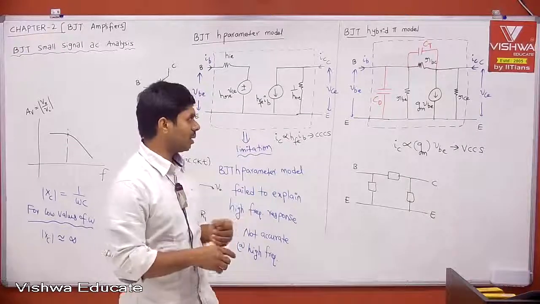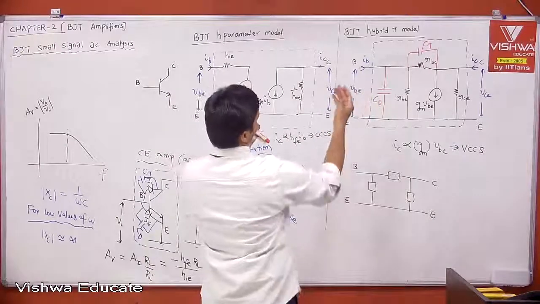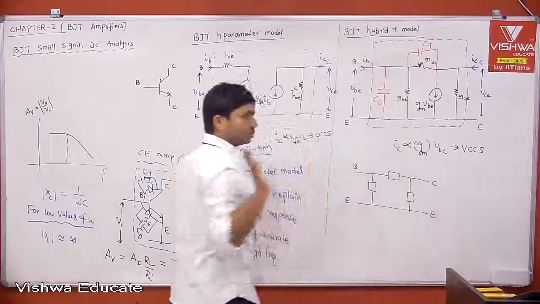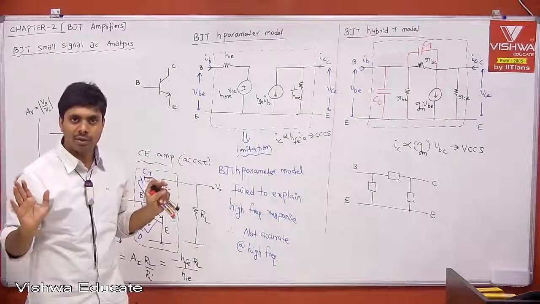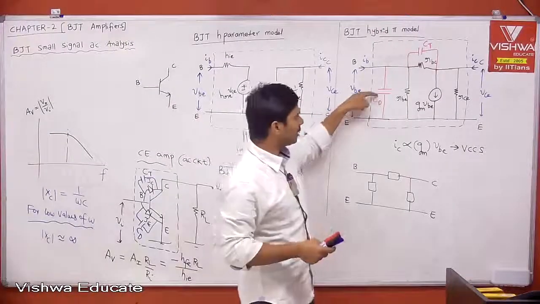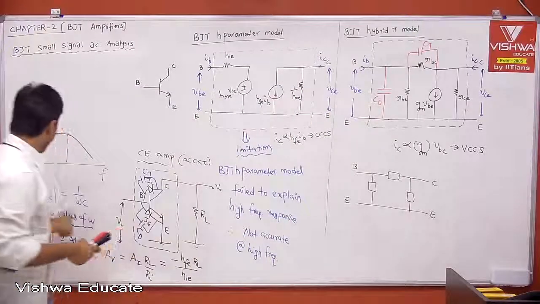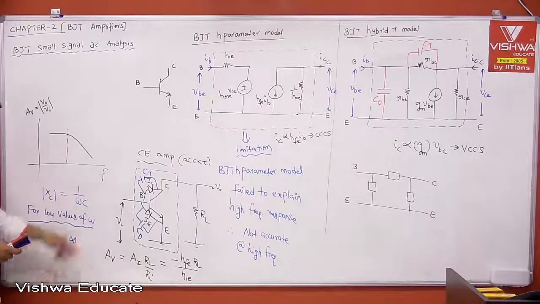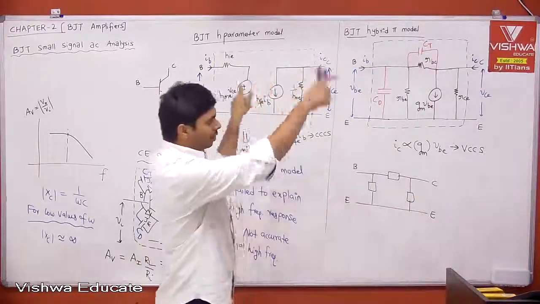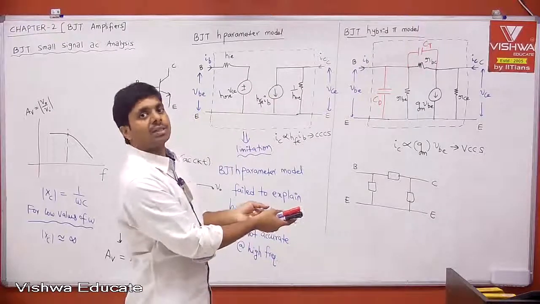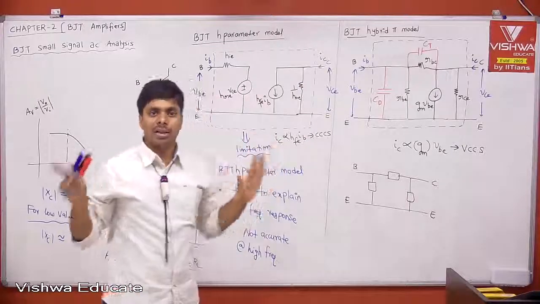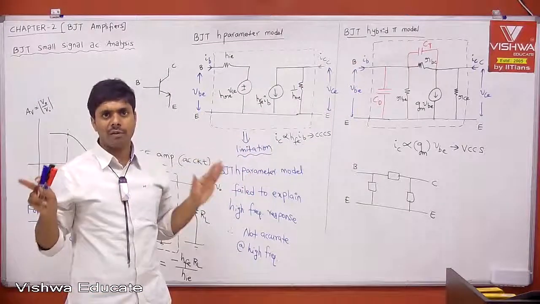Then let's try to correlate the H parameter model to the hybrid pi model. Remember, at low frequency, both should give you the same answer, because at low frequency we can neglect the effect of CD. That's what I told, right? At low frequency, the reactance XC is infinity, means open, open. However you represent the BJT internal circuit, ultimately the output to input relation, both should give the same result or same voltage gain. That is very, very, very important.